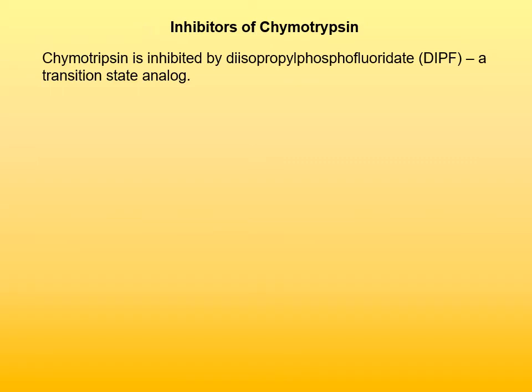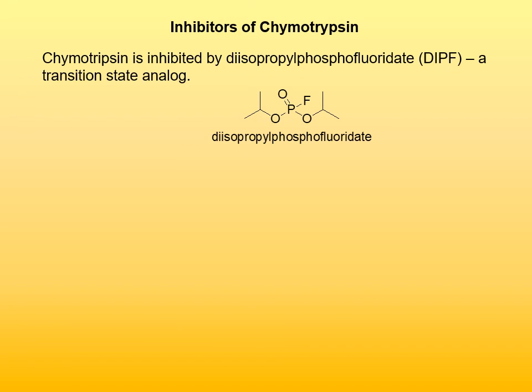And finally, we're going to look at inhibitors of chymotrypsin, actually just one inhibitor as an example. Chymotrypsin is inhibited by diisopropyl phosphofluoridate, or DIP. It's a transition state analog. Here is its formula. You can see two isopropyl groups, and a phosphorus attached with a double bond to oxygen and to fluorine.